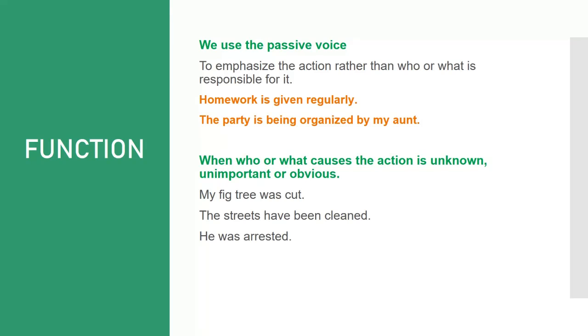We use the passive voice when who or what causes the action is unknown, unimportant, or obvious. For example, my fig tree was cut. The streets have been cleaned. He was arrested. In the first sentence, the person who causes the action is unknown. In the second sentence, the person is unimportant, and in the last sentence, it's obvious who arrested the man.